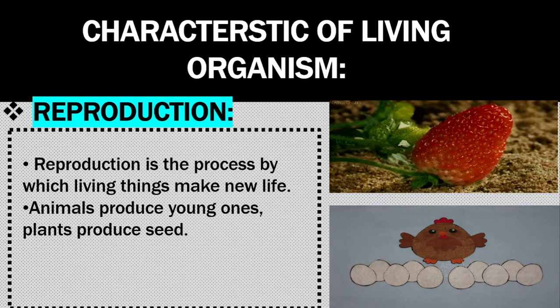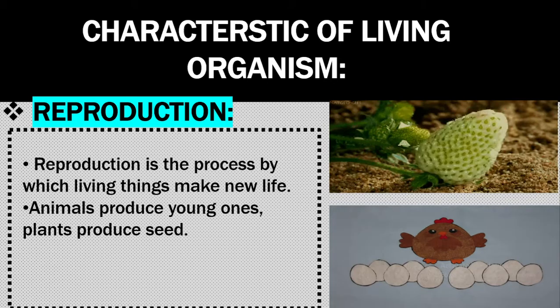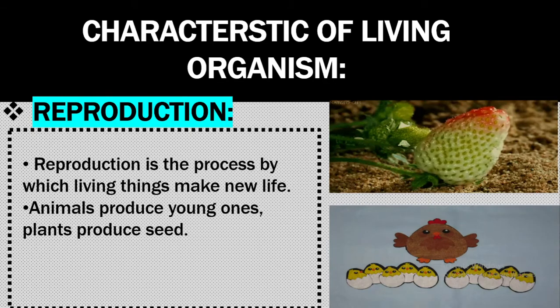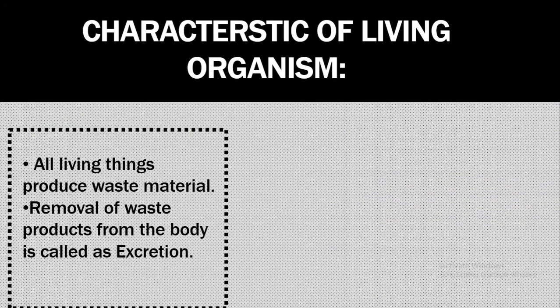Most flowering plants produce flowers and reproduce using seeds. Their seeds are found in the fruits they produce. Non-flowering plants such as ferns and mosses reproduce themselves from spores. Okay? So, this is a very important characteristic of living organisms.